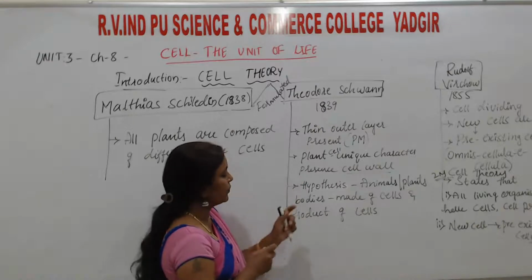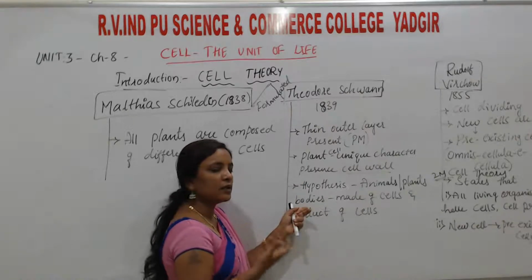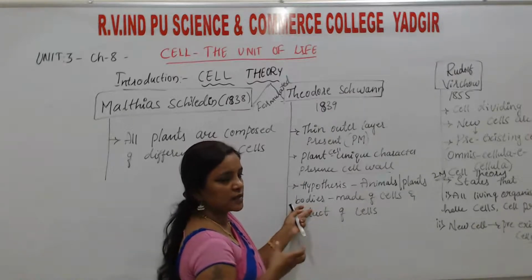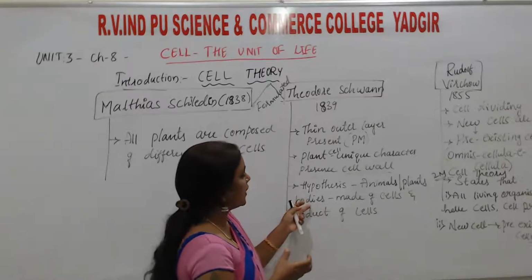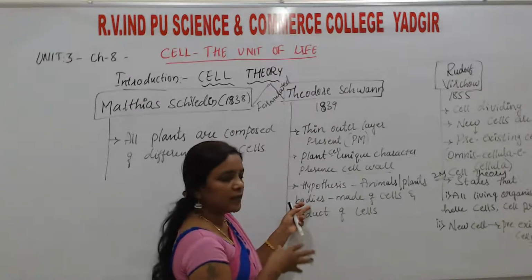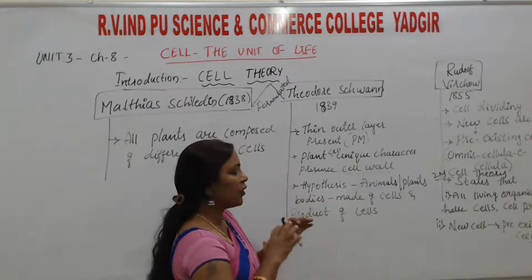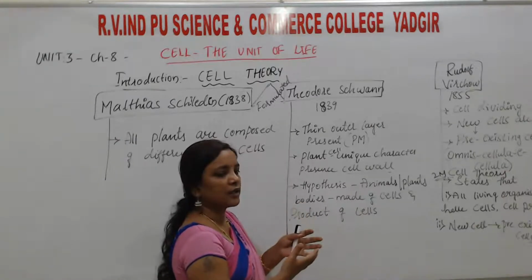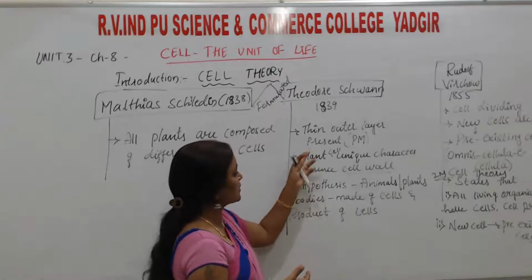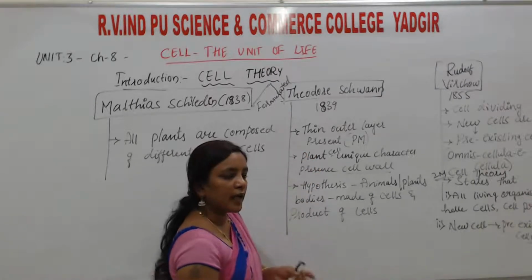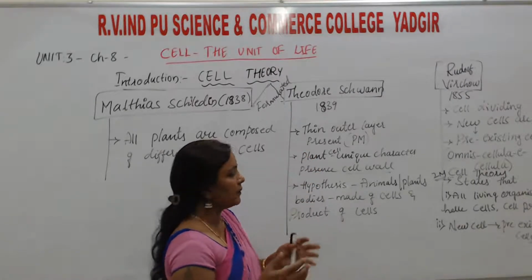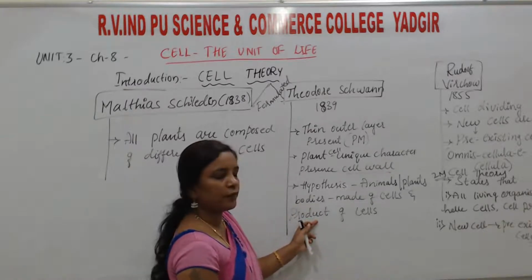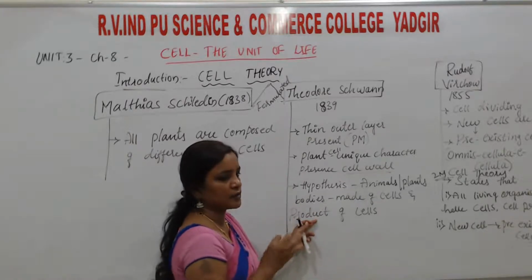That is also true. Coming to the hypothesis, according to Schwann, animal and plant bodies are all made up of cells. What he concluded earlier was about plant cells, but either it may be plant or animal, they are made up of cells and products of the cell.